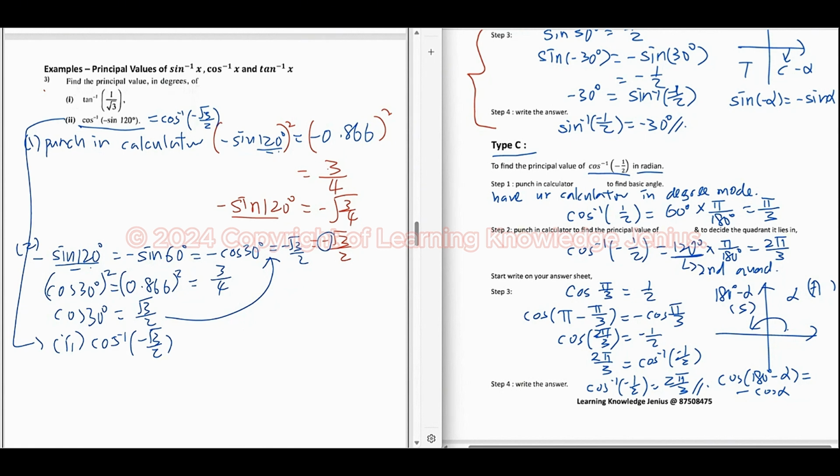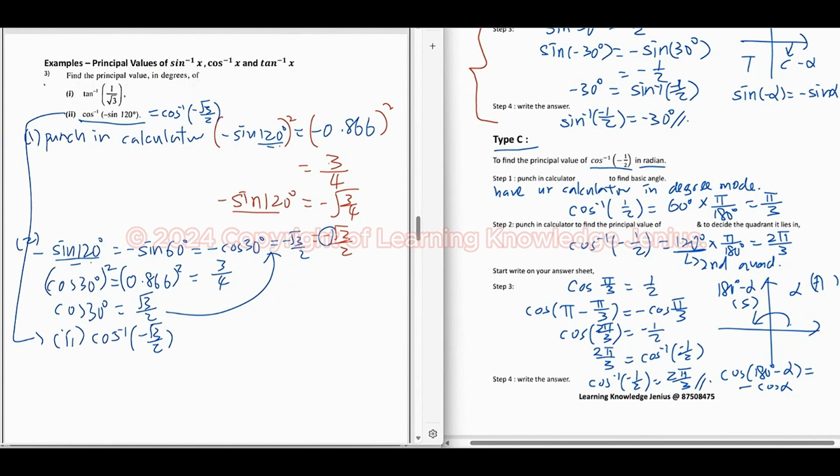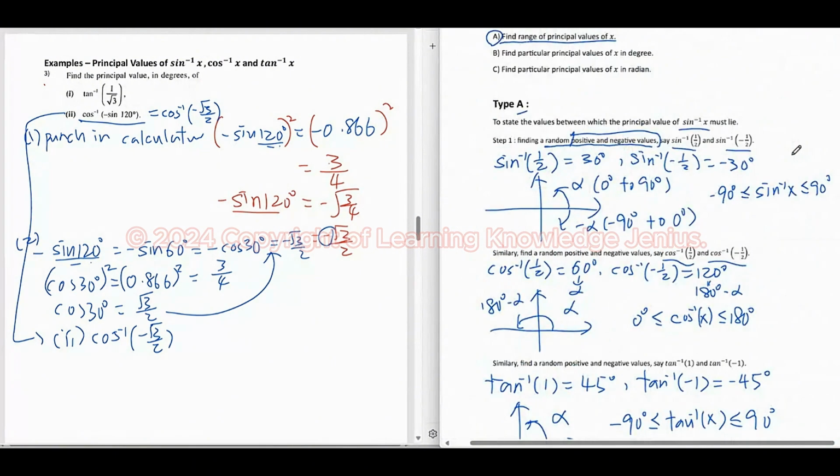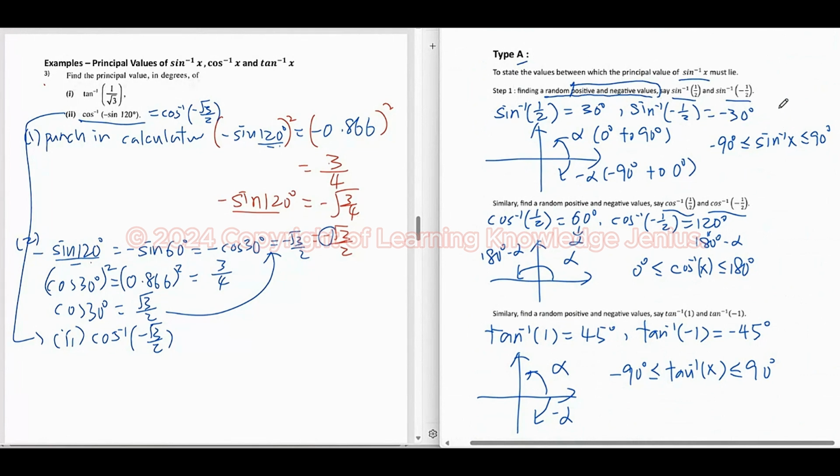So I think I have introduced all the question types and listed out all the steps for you to understand. Other than type A, which asks you to find the range of them, this one is very simple. You can just use the calculator to find it. The workings are probably not needed because they only need the answer key. I just taught you the method in case you forgot the range, so you can conclude from there.